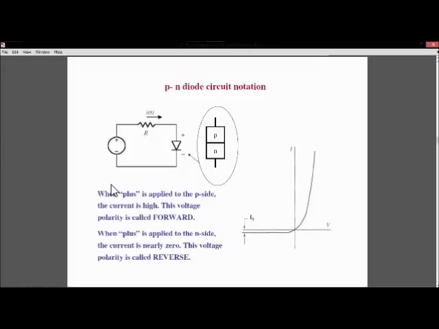Now the circuit notation for the PN junction diode you have seen on the first page. Again I want to revise this. When the diode is connected in this format, it means the PN junction is connected as shown in the figure. P type should be connected to the positive terminal and N type to the negative terminal. When the plus is applied to the P type, the current is high and this is the forward condition, and when the plus is applied to the N type, the current is nearly zero, that is the reverse bias condition. So when the diode is connected in this manner, we will get the forward characteristics, and when the diode is reversed, we will get the reverse bias characteristics.